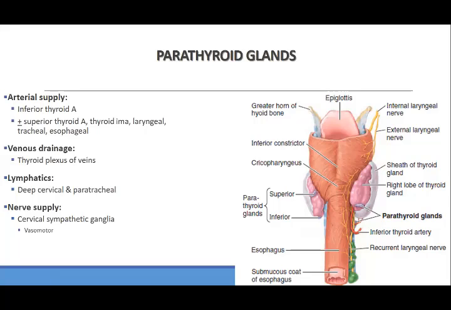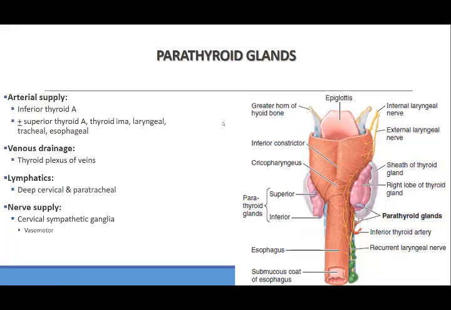Thank you very much. So I start with the lecture. Bismillahirrahmanirrahim. Assalamu alaikum and good afternoon. So last time when the lecture ended, we were in the middle of doing parathyroids.